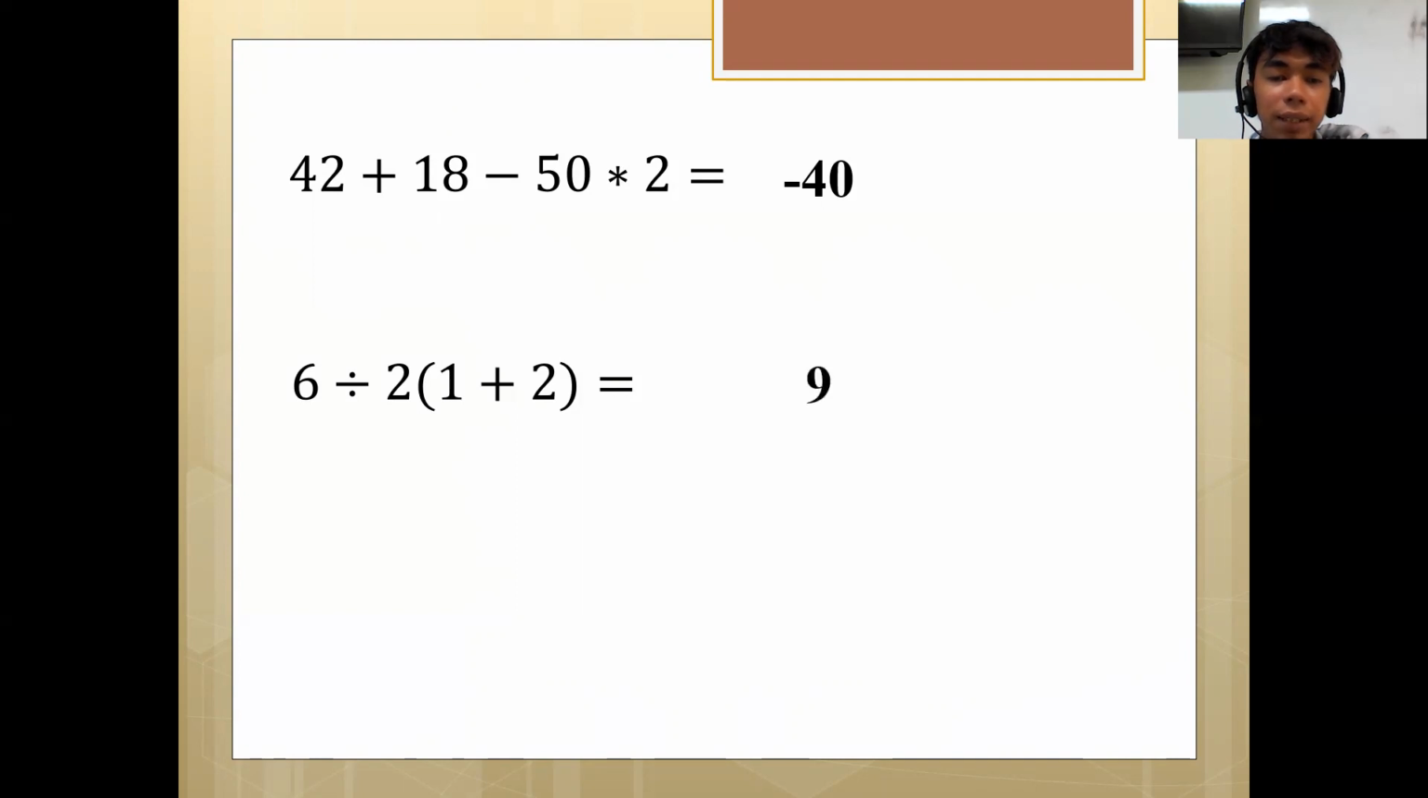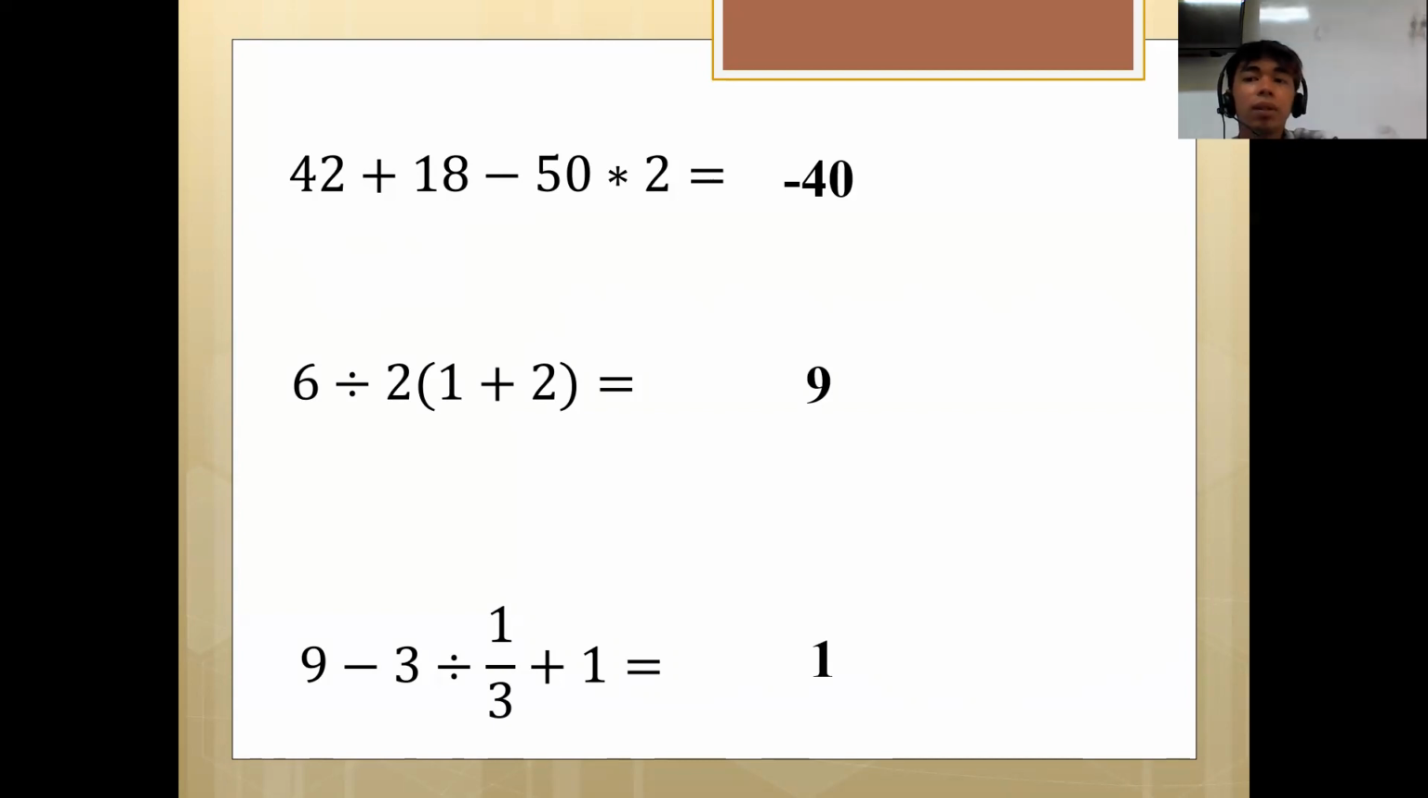We have 9. And then also we have this very complicated looking big numbers, but it is very easy to solve if you know how to solve this one. So we have 9 minus 3 divided by 1/3 plus 1. Just pause the video and answer it. Okay, our answer is 1. So sir, how can we solve these problems properly?